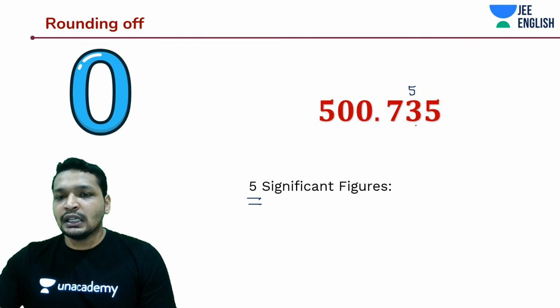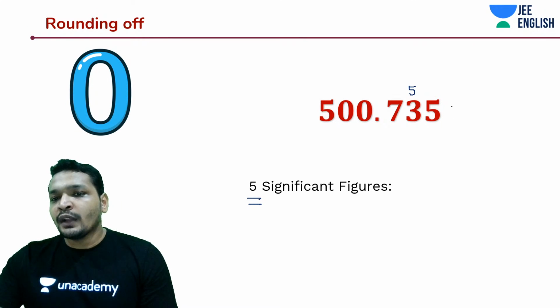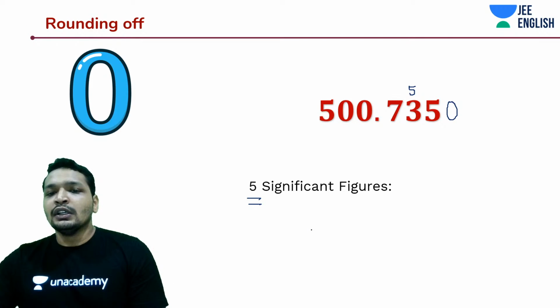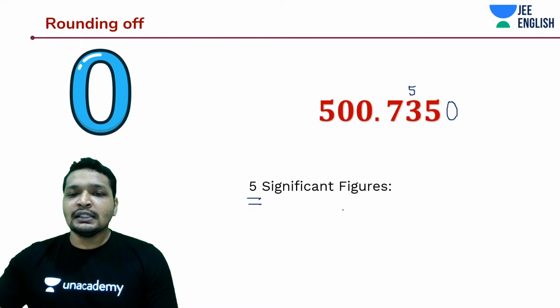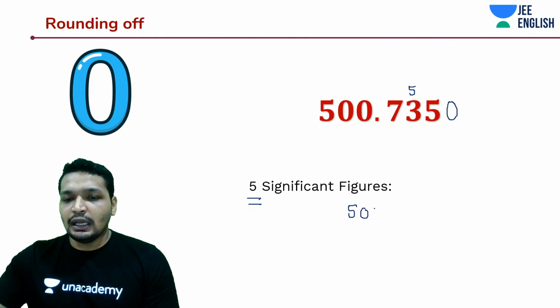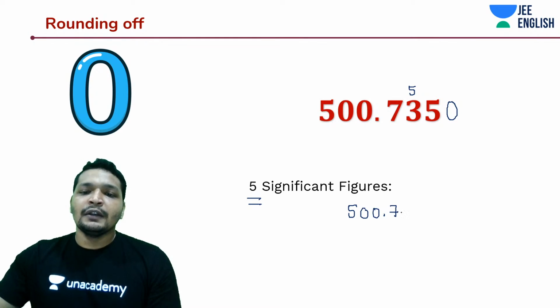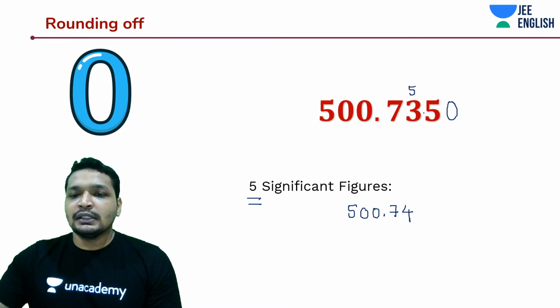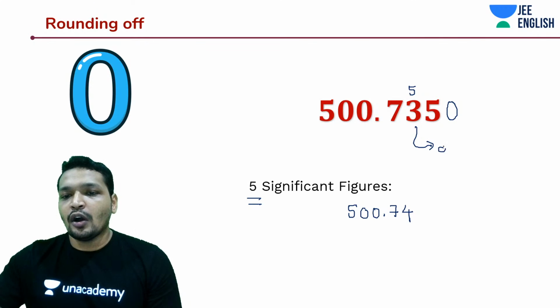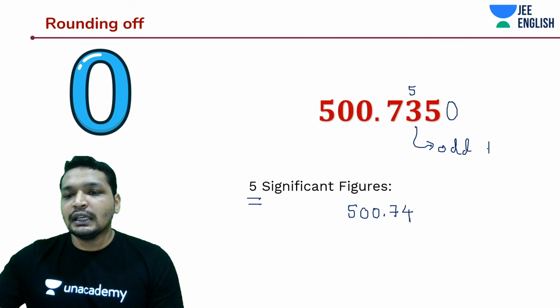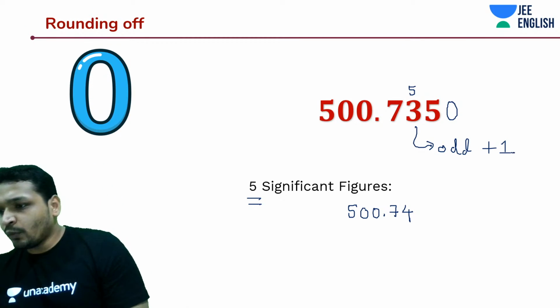Now let's say I have to round it off to 500.73. I have to round off this 3 and it is followed by 5, and the next number following that 5 is 0. Nothing is written over here. So what would you do? Since this is odd, this is just a rule, guys, I'm going to increment it by 1. Since this is odd, we have increased it by 1.